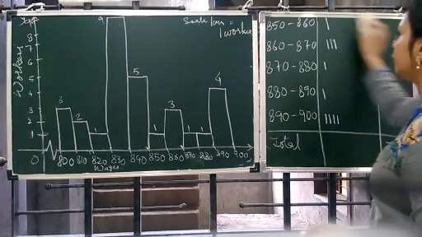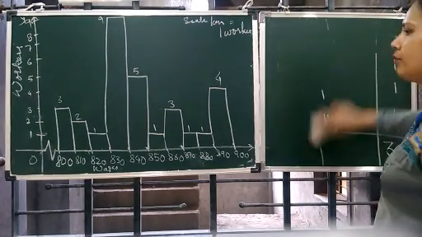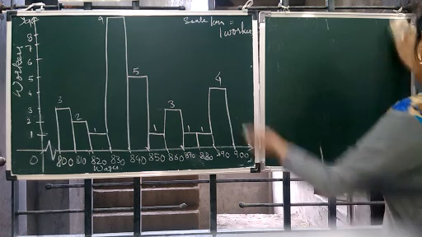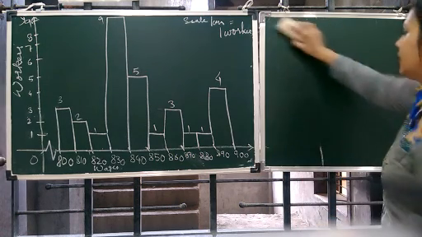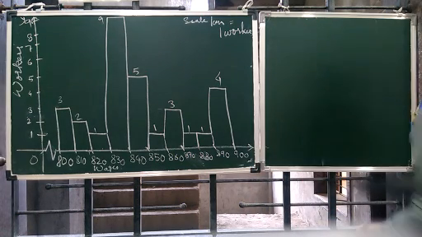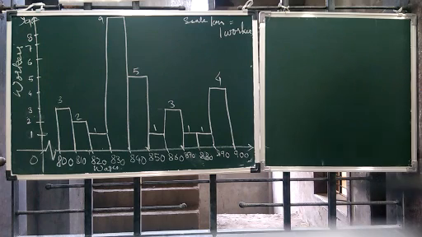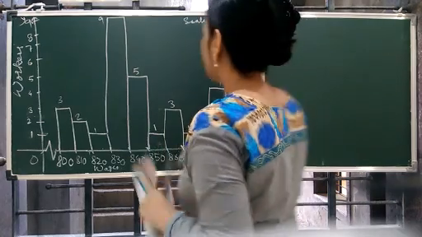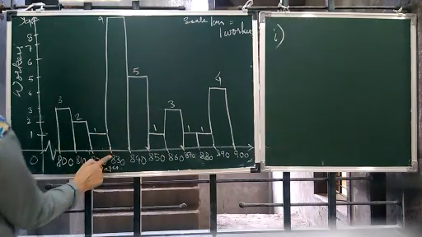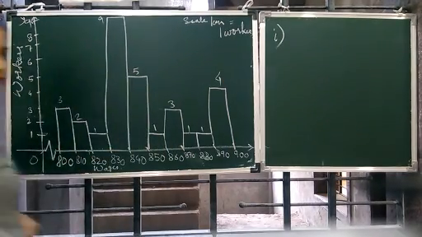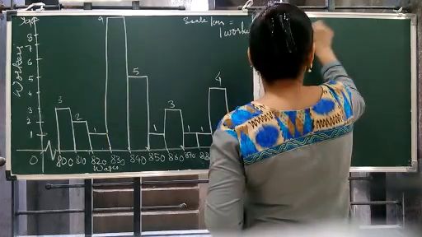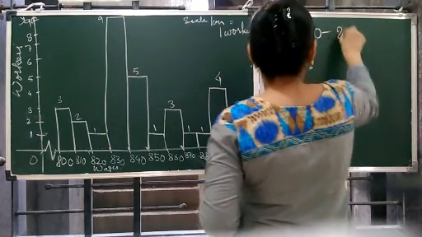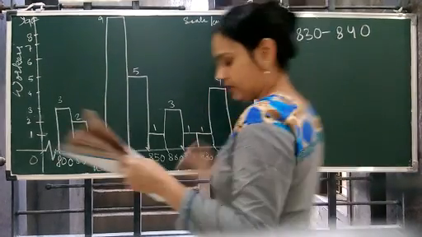It depends on you. You want to write in the book or in the copy, because already you have written it in the copy, wherever you want. First question. Which group has the maximum number of workers? This group 830 to 840, है ना, जिसका सबसे बड़ा ग्राफ बार है, right?